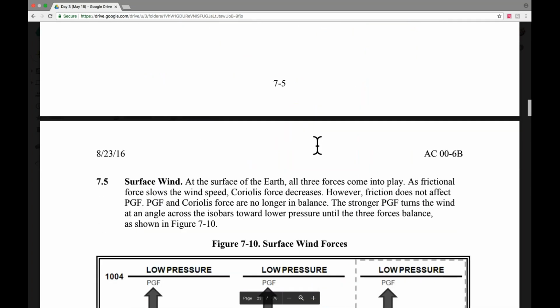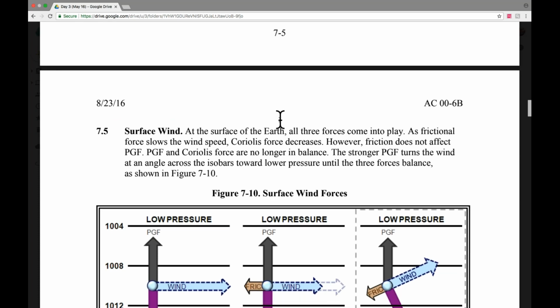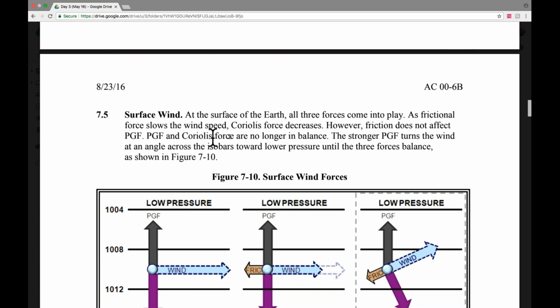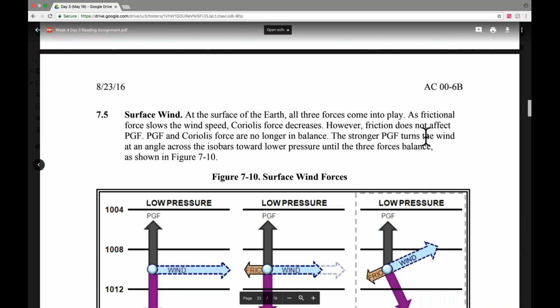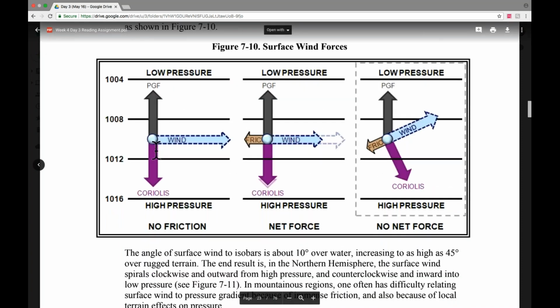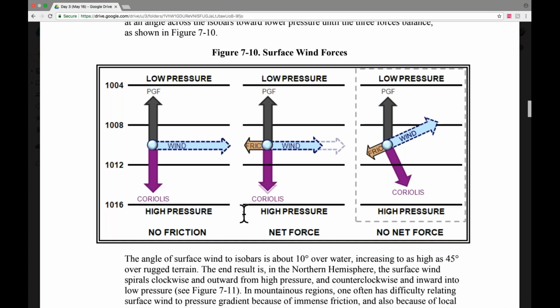Okay, surface wind, a lot different here. At the surface, all three forces come into play. Frictional force slows the wind speed. Coriolis force decreases. However, the friction does not affect PGF. PGF and Coriolis force are no longer in balance. The stronger PGF turns the wind at a right angle across the isobars toward the lower pressure until the three forces balance, as shown in figure 7-10. There you go.